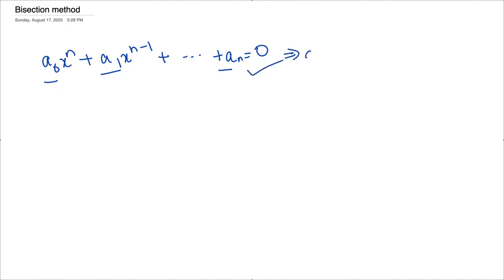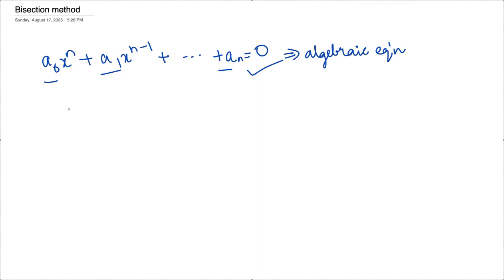So we know that any equation which is in the form of a0 x power n plus a1 x power n minus 1 plus so on an is equal to 0, where a0, a1, an are all real numbers. So what is this equation called? This equation is an algebraic equation.